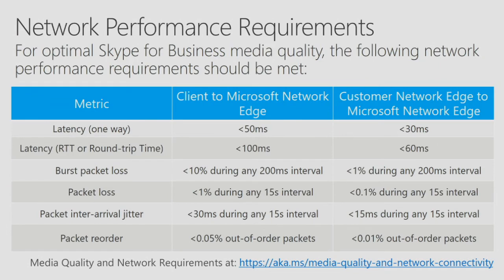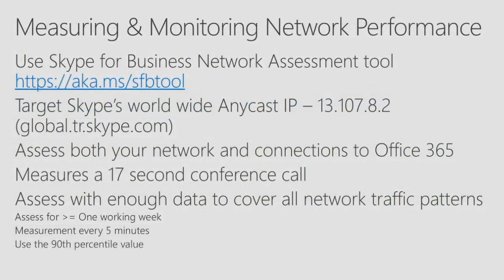So just to quickly look at Skype's performance requirements in terms of connectivity to the service, the Skype team have a really clear set of guidance about what will constitute a high-quality call and meeting in terms of network latency, burst packet loss, inter-arrival jitter, and packet reorder. Now, these things can be quite hard to get a figure on. So the Skype team have written a tool which does exactly this. It measures all these figures and spits out a report that says pass or fail. It's available from that short link there, and it bounces off Skype's worldwide Anycast IP.